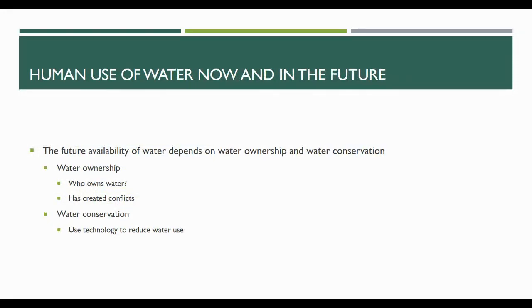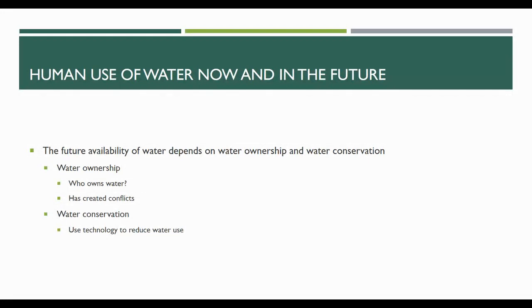The future availability of water depends on both water ownership and water conservation. So the big question when it comes to water is who owns it? Does anybody own it? And that very issue has created conflicts throughout the world of people thinking, okay, this is my water, I can bottle it and sell it, or, this body of water belongs to this country, and things like that. And then finally, another big one is water conservation.